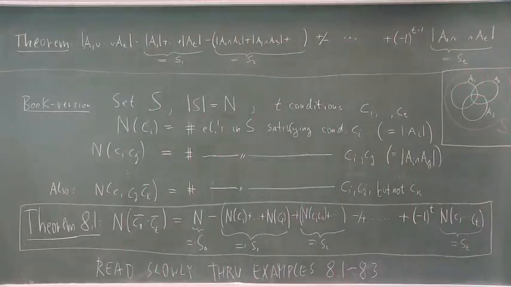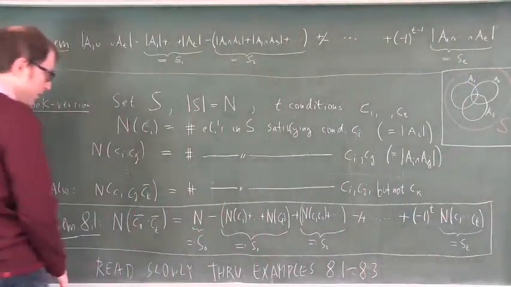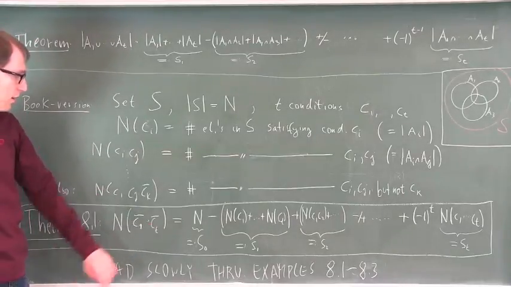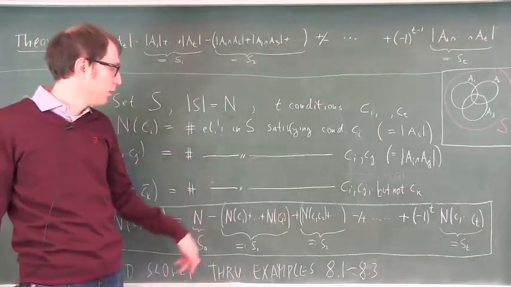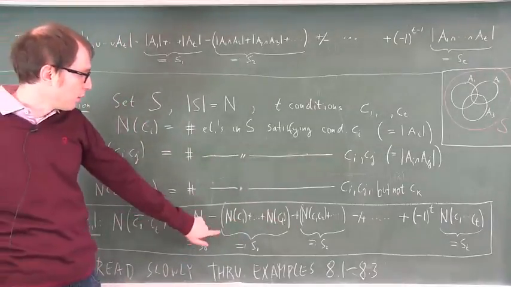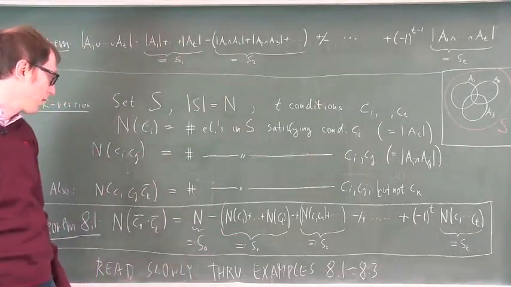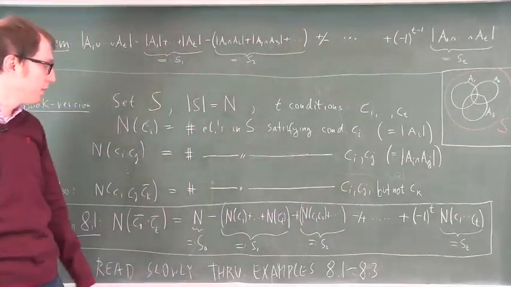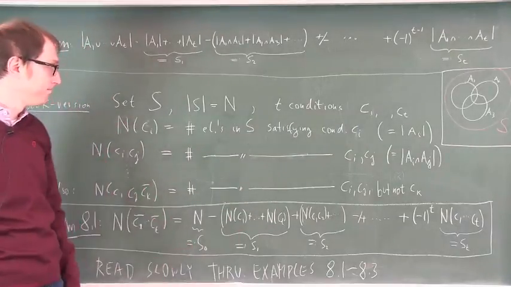So this is the inclusion-exclusion principle in the version of the book. This is theorem 8.1. It tells us something about the number of elements in S that do not satisfy any of these conditions. And here's the formula. It's big N minus N of C1 plus and so forth. And you see it's very similar to the previous formula you've seen. And this is called S1, S2, up to St, just as before. And big N, to make this really look nice, is sometimes called S0.